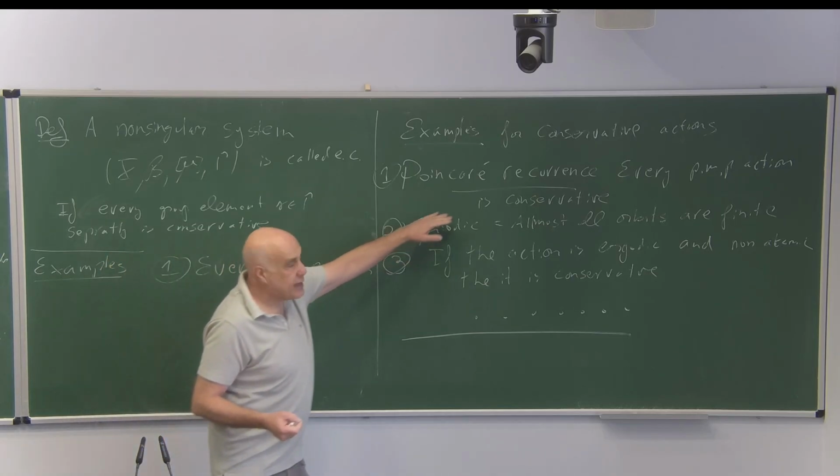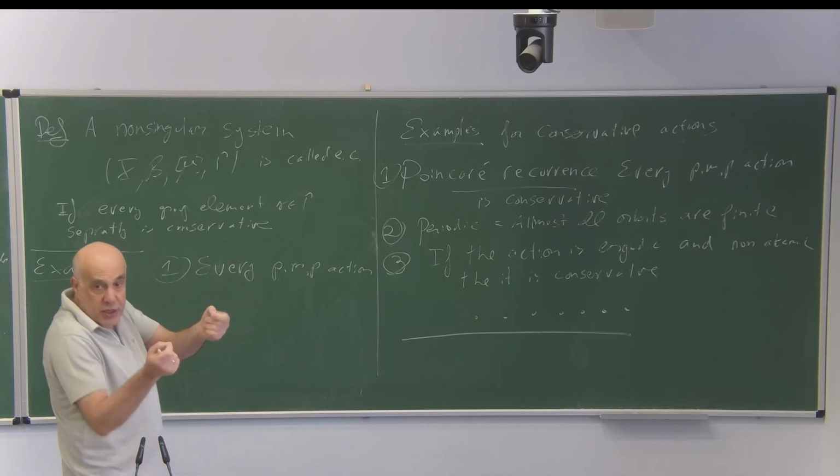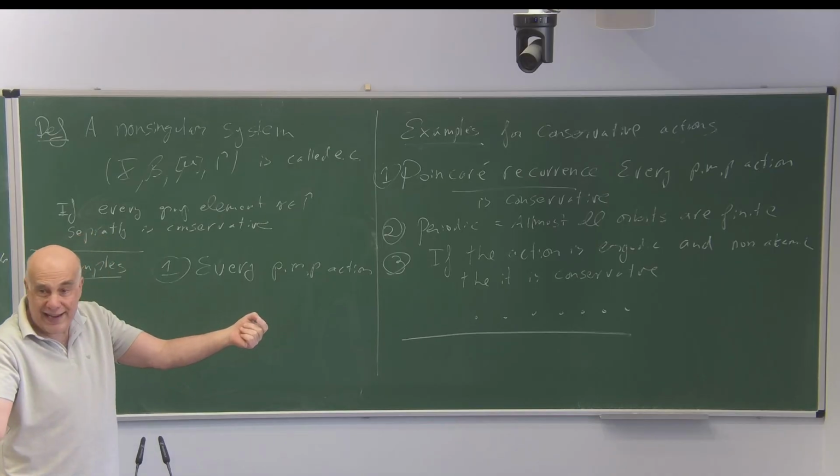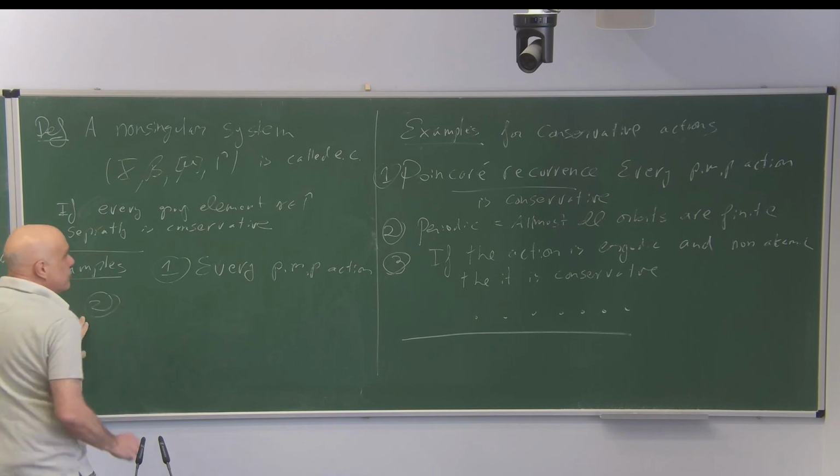Once you have an invariant measure, then it's necessarily conservative, and the measure is invariant under all group elements. So this is basically the canonical way to do it.